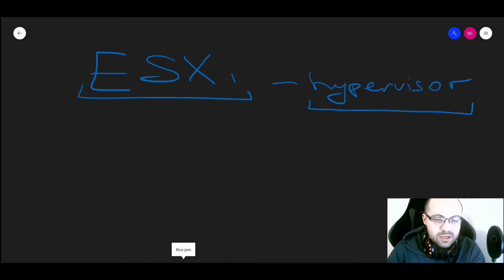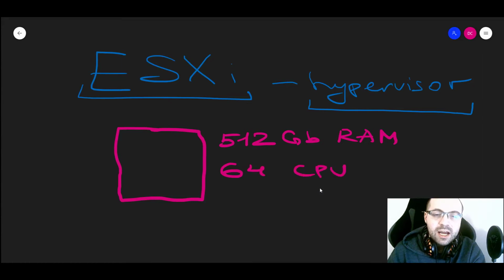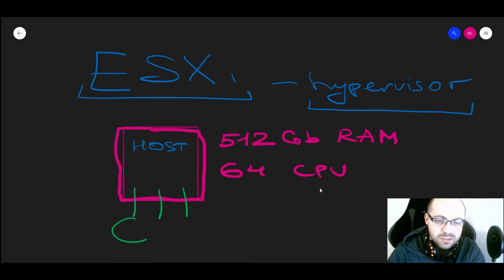And when we are talking about hypervisors, there will be two common terms. There will be the main computer, which actually has a lot of hardware. It has, let's say, 512 gigabytes of RAM. It has 64 CPU cores, right? And that would be the server running the hypervisor. So we will call this server the host. And the virtual machines which run as processes on this host would be called guests. So one machine is a guest.